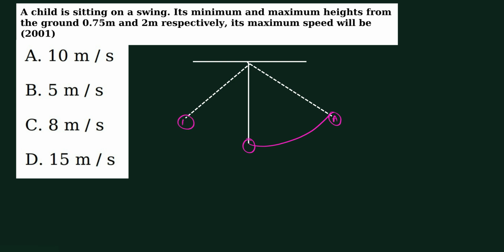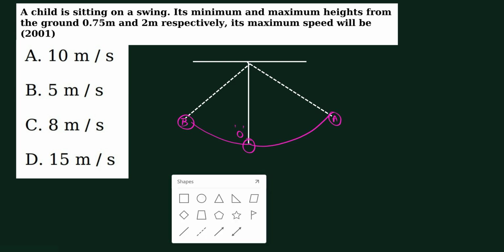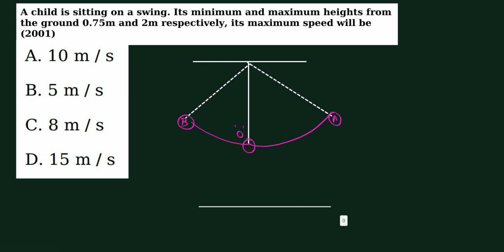Okay, this is the B point. This is the A point and this is the B point. So when you move like this, let us say this is the O point, the equilibrium position. Let us say this is the ground.